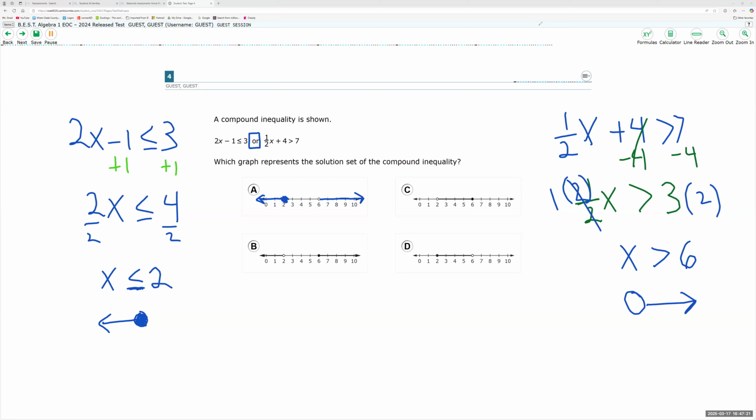Let me check for other answers. These two are in the middle, so that would be an AND compound inequality. And this one has the wrong open and closed points based on the fact that this one does not have the underlining, which is the equal sign. So the answer is definitely A. Pause your video.